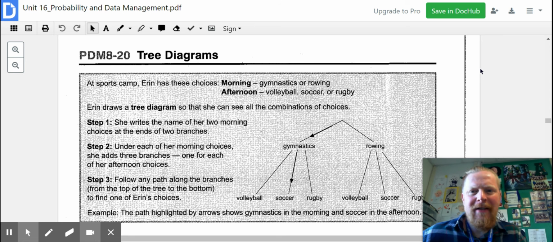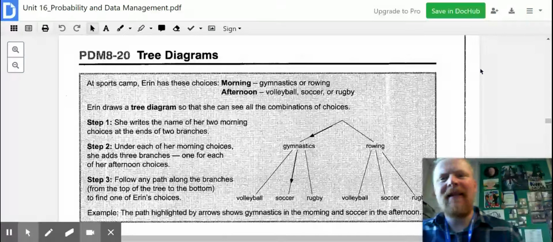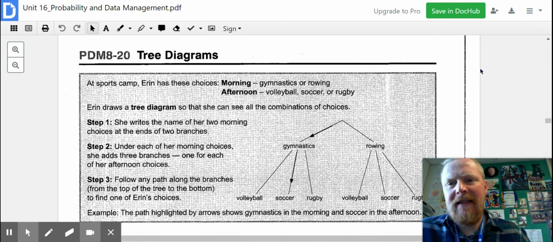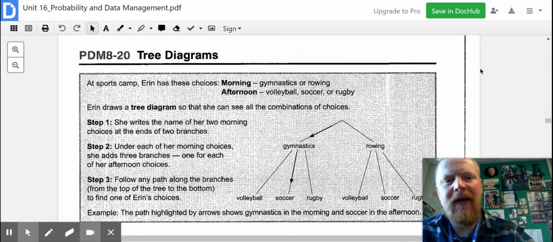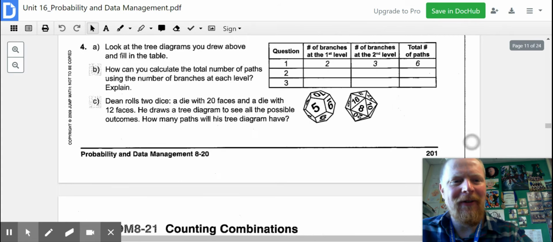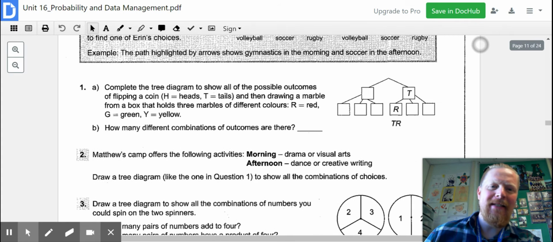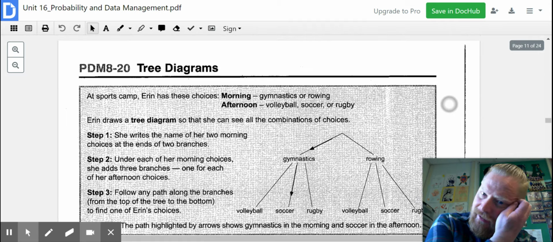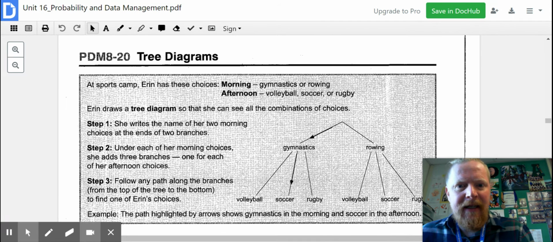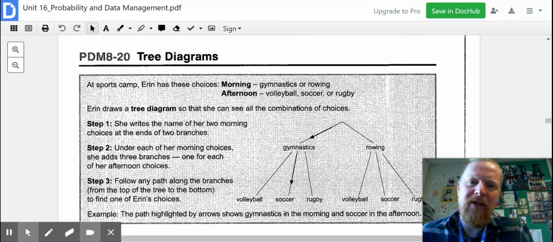Hello, today we're going to do tree diagrams. This is Patterns and/or Probability and Data Management, Unit 16. It's lesson 8-20, which is found in your Jump Math workbook on page 201. This is rather a short lesson, so let's make quick work of it here. We're going to go over all the key information, and that's going to set up further combinations of choices for probability.